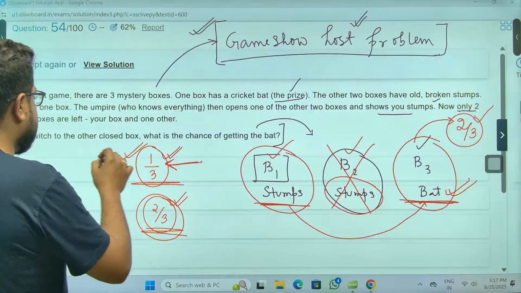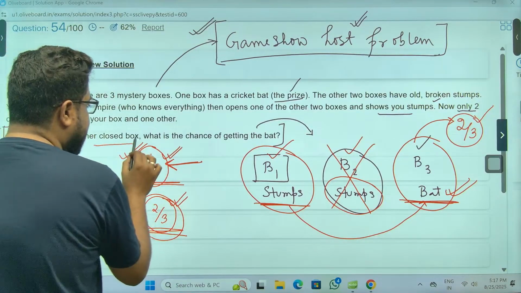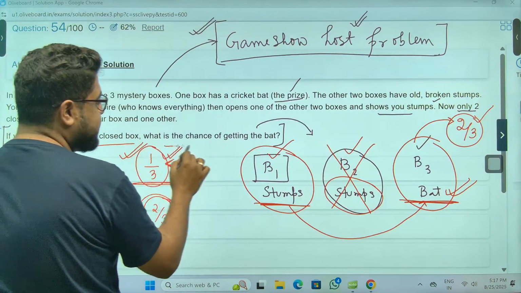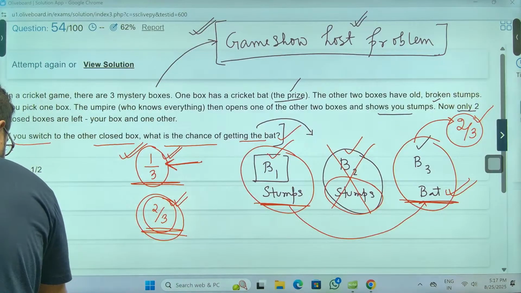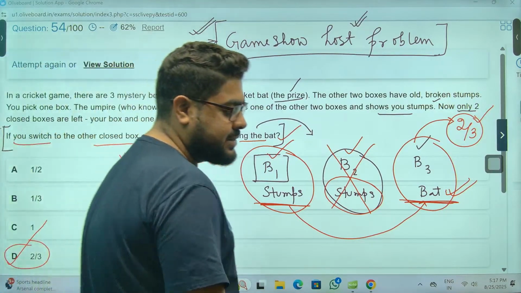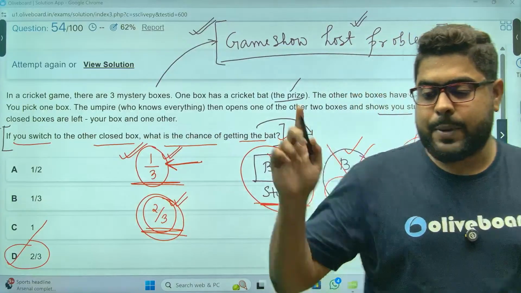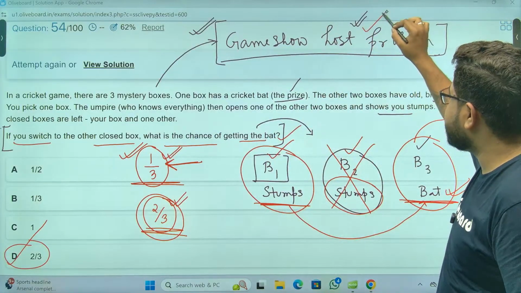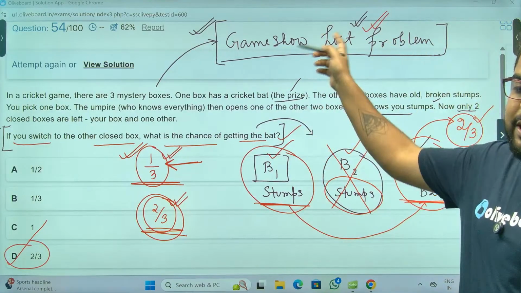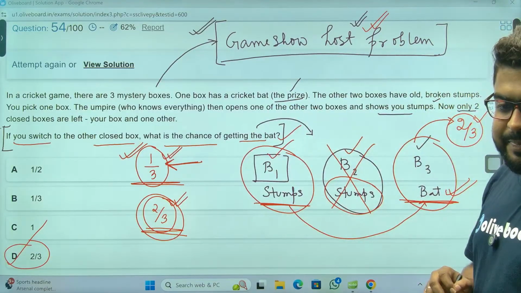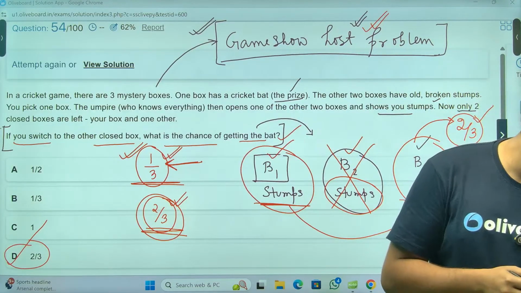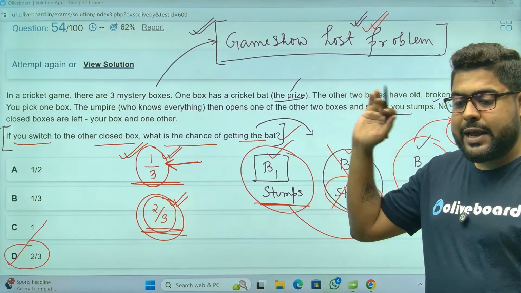So definitely, if you switch the other closed box, what is the chance of getting the bat? The chance is 2 by 3. So option D will be your right answer in that case. It is a brilliant question. It is called the game show host problem. You can Google it like this. This is the situation that happens. Clear, everyone?